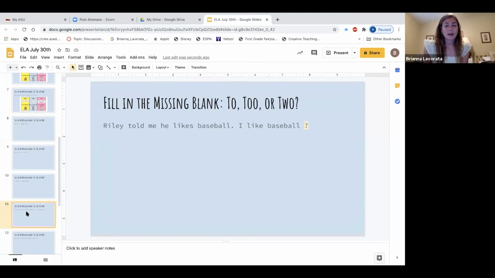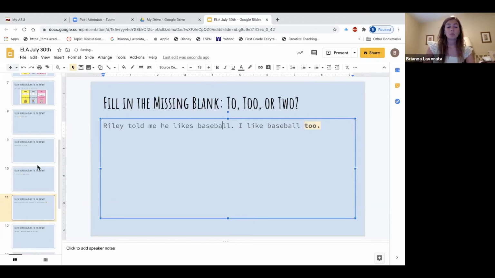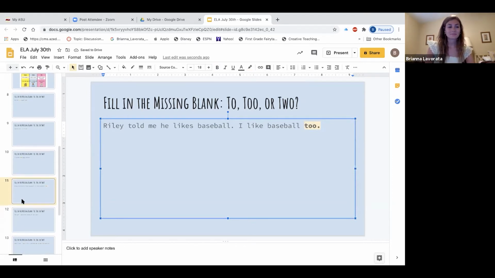Riley told me he likes baseball. I like baseball too, okay? For this one, do we use T-O, I like baseball to, or do we use T-O-O, I like baseball too, okay? You're agreeing with something, okay? So we're showing more of something. One person likes baseball. I like baseball too. So we're going to use T-O-O. So to cover that, I hope you guys understand that when we use T-O-O, that just shows that we are trying to show more of something.